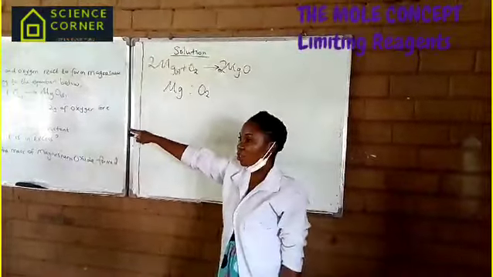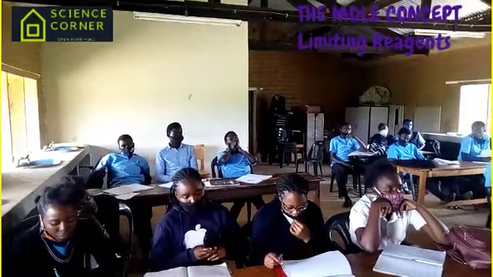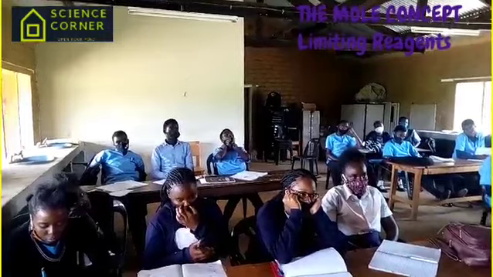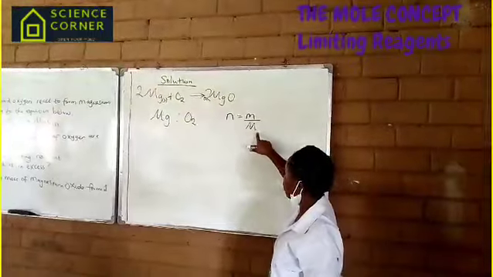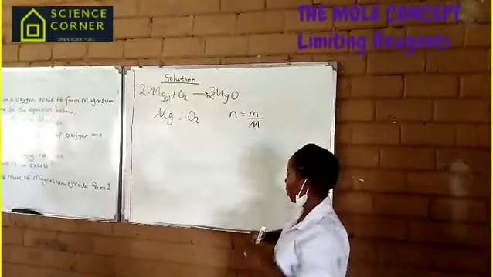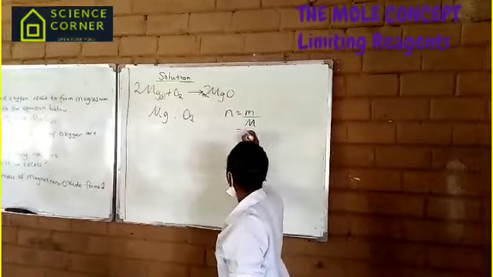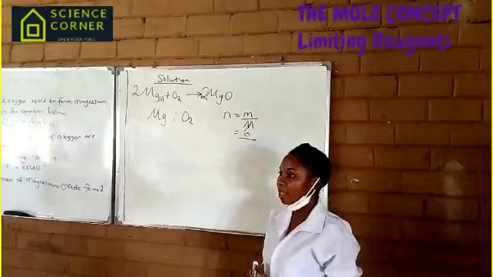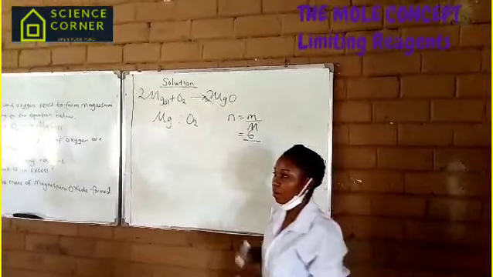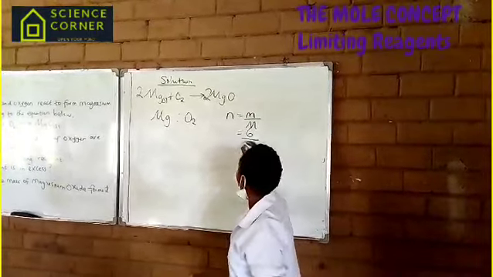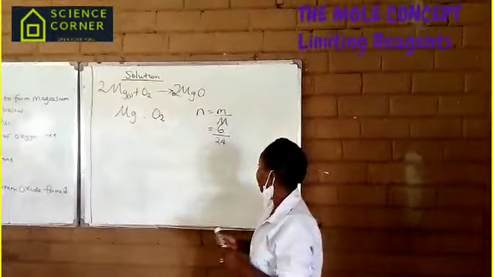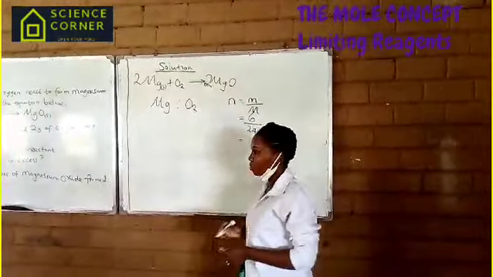Yes, Eric? I think we use the formula n equals mass over molar mass. Okay, so mass divided by molar mass. What is our mass? 6 grams. Okay, and our molar mass? 24. Okay, the mass of what? Magnesium. Alright. Can someone do this calculation for me?